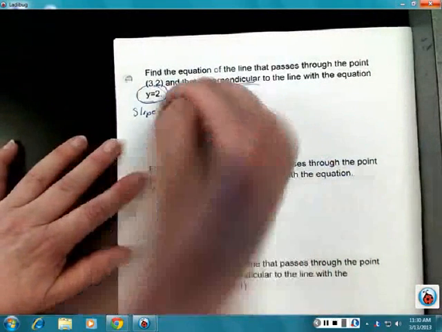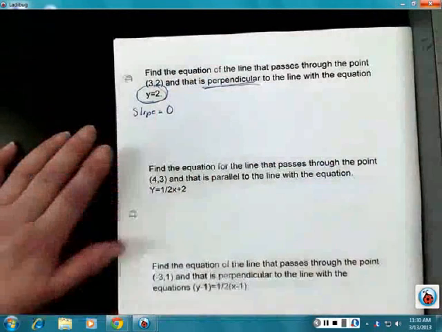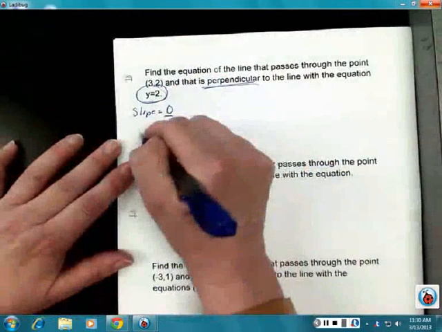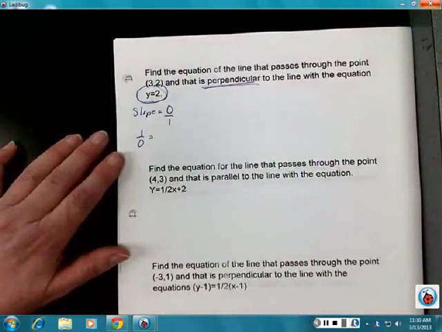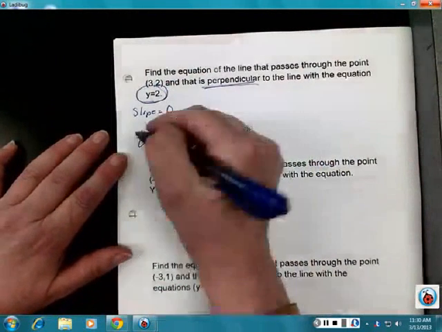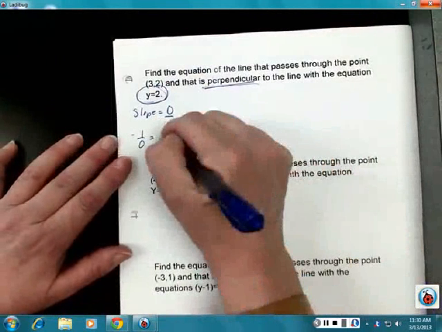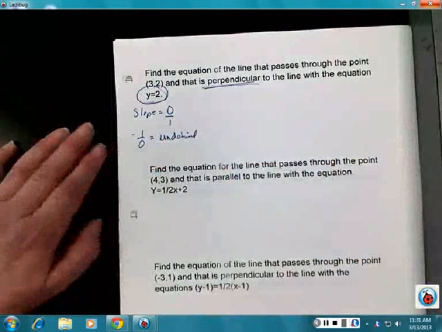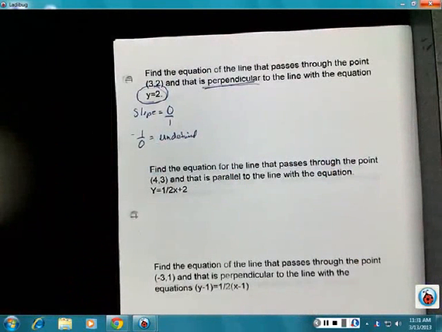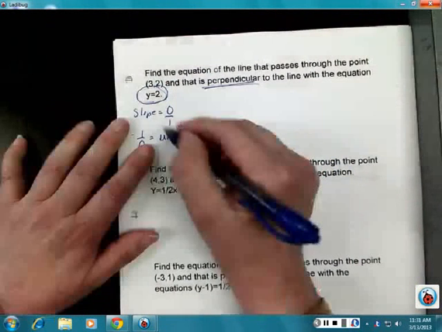0. What's 0's reciprocal? It's negative 1 over 0. So this is undefined. What do I know about slopes of undefined things? What do I know about their equations that come out of those? If it's an undefined line, what does it have to be?